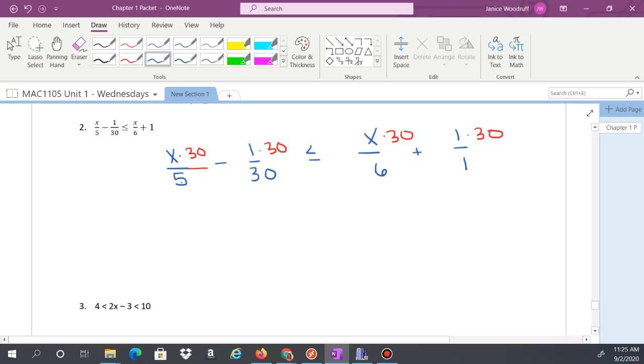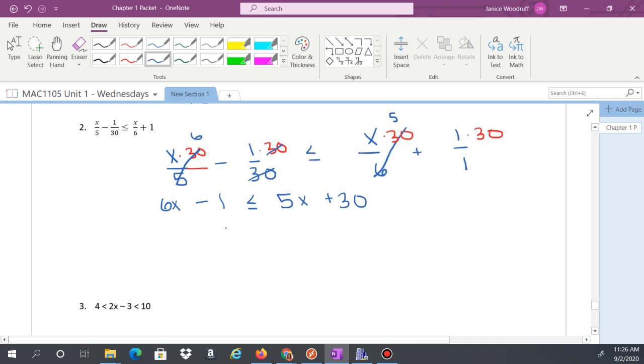It's going to give you 6. So 6 times x will give us a 6x. 30 over 30 cancels, so just minus 1. 30 over 6, we're going to get 5 there. So 5 times x, 5x. And then 1 times 30 is going to be plus 30.